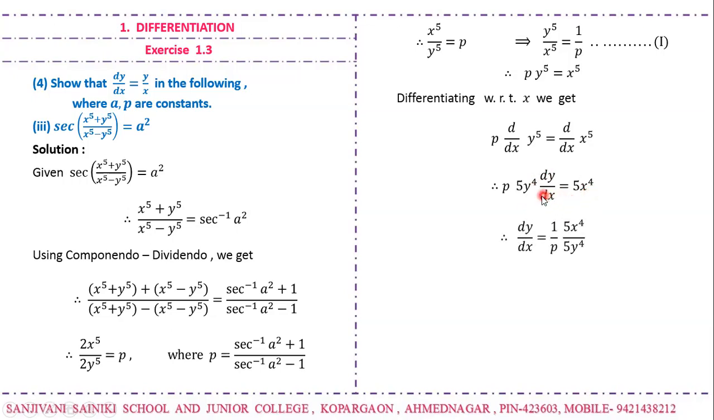So simplify this term, we get 1 upon p into 5x raised to 4 upon 5y raised to 4. This 5 will cancel each other, and the value of 1 upon p is y raised to 5 upon x raised to 5. We can put here, instead of 1 upon p, y raised to 5 upon x raised to 5. So this cancels each other, and the remaining term is y upon x.